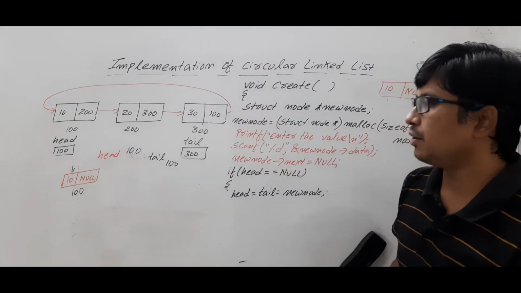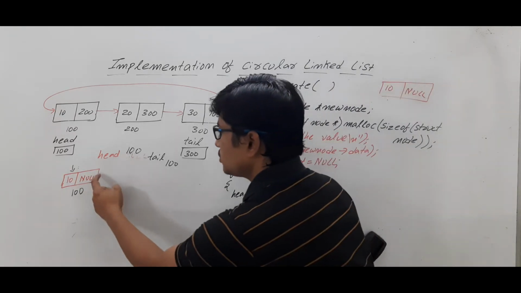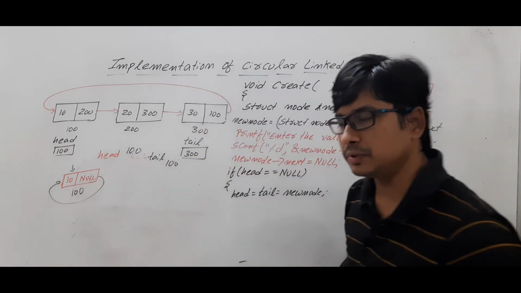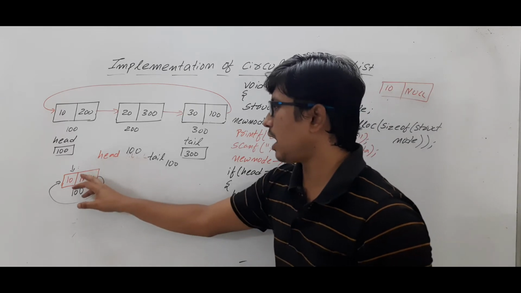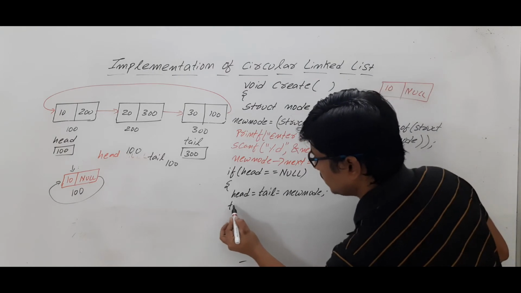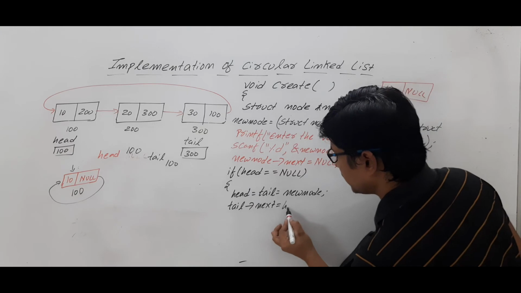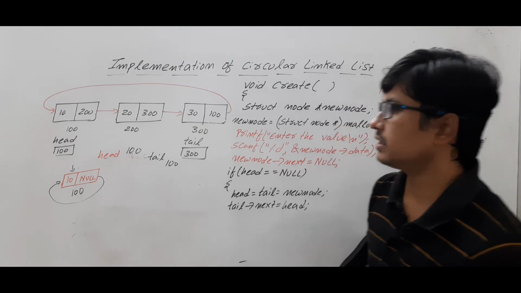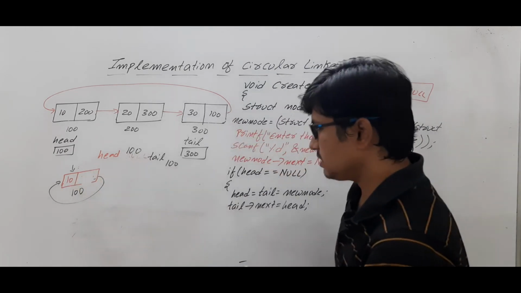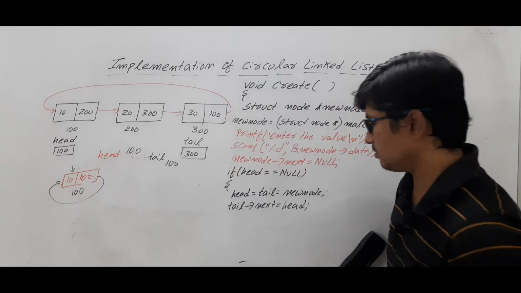So both are pointing to this node. Then, as it is a first node, you have to follow the circular principle. So this node is pointing to itself. Are you able to understand? This is the circular principle. So what you have to write is tail of next is equal to head. What is there in the head? Which is 100. Tail of next, tail is 100, of next is this one, which is equal to head. So you are getting 100 here. So this node is pointing to itself.